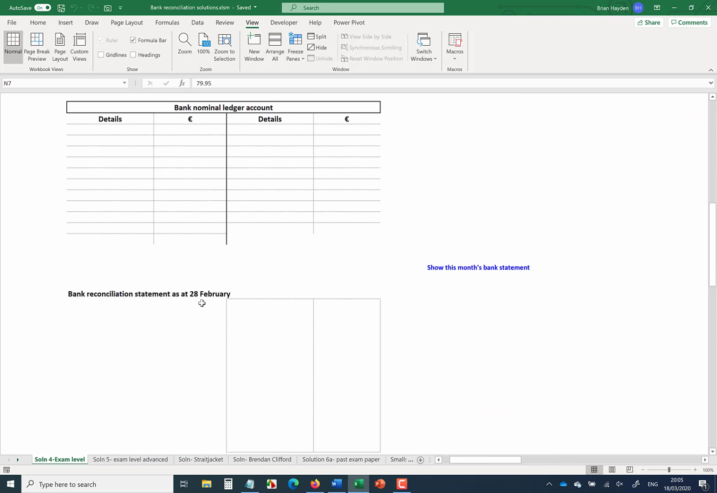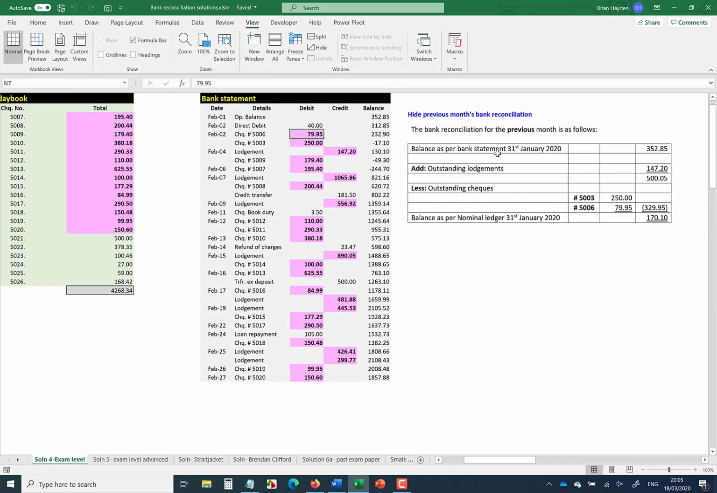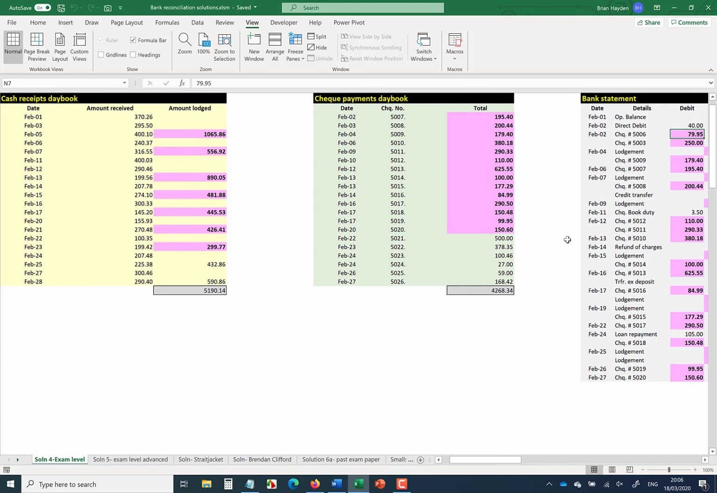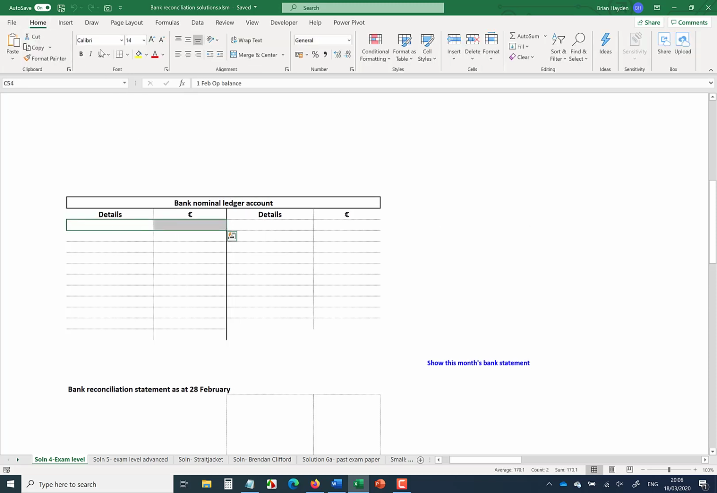So we're asked to prepare the nominal ledger account and then do a reconciliation. So here's the nominal ledger account. Now the first thing we want to put into that is the balance at the start, and we get that from the previous month's reconciliation. So we had that up here. This value here, balance on the nominal ledger at the end of January, was €170.10. So that's a positive balance, so it's an asset, goes on the debit side. So slot that value in there.